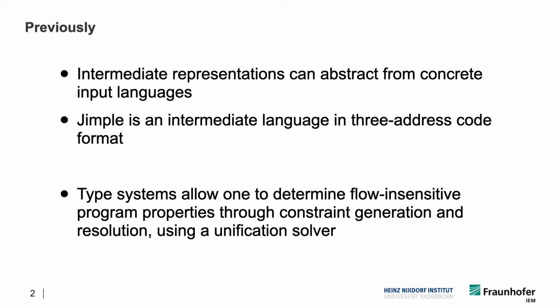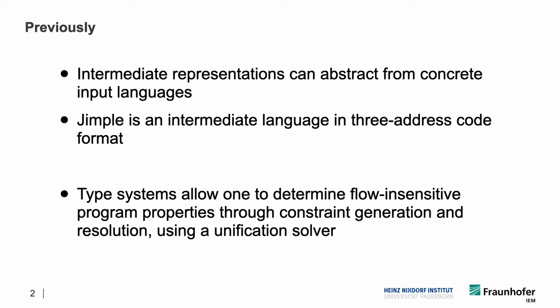You learned about intermediate representations and how they can abstract from concrete input languages. In particular, we talked a little bit about the Gimple intermediate representation, which is an intermediate language in 3 address code format. But there are also other, often quite similar IRs that can be used for the same purpose. For instance, Phasor and LLVM both use the so-called LLVM IR, which is a bit more low level, but it shares a lot of the properties of Gimple.